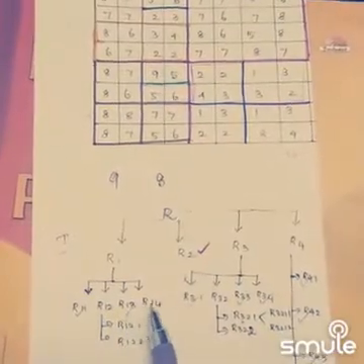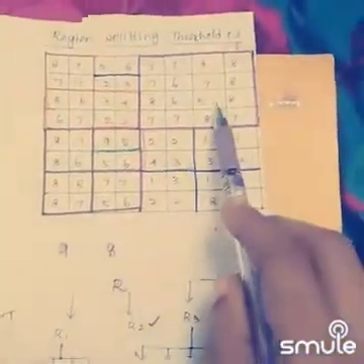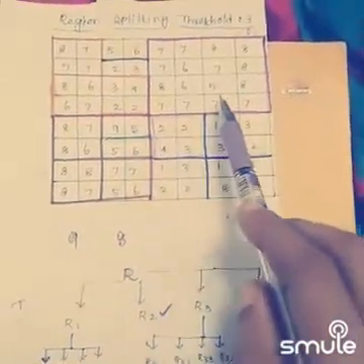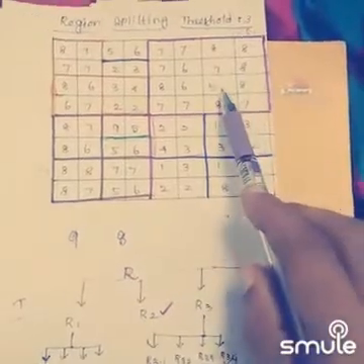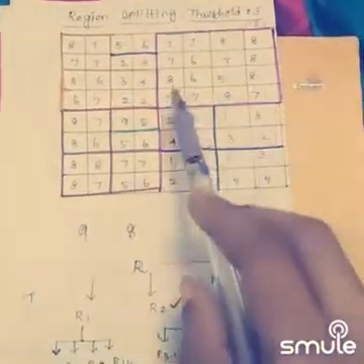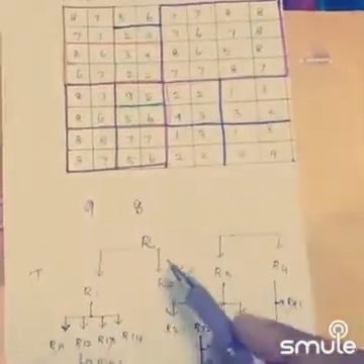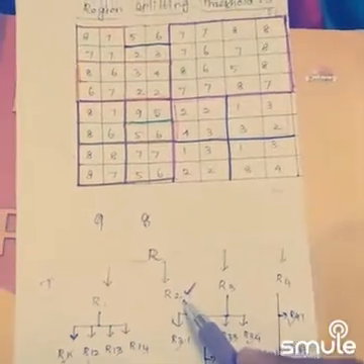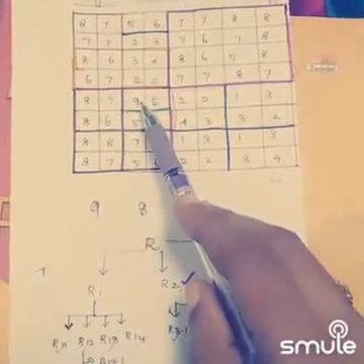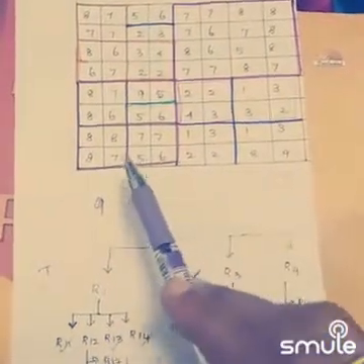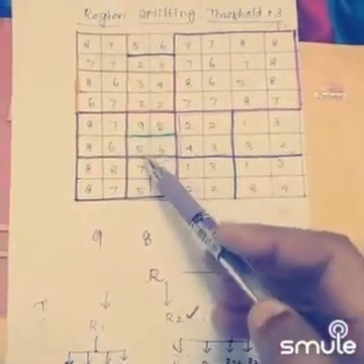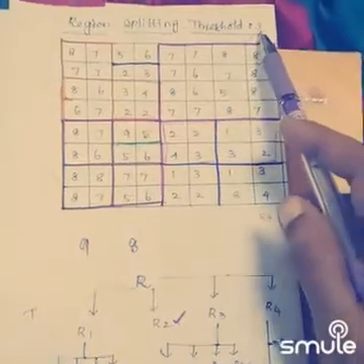Coming to R2, what is the maximum value? 8. And the minimum value is 5. The difference, 8 minus 5, is 3, which satisfies the thresholding condition. So we take R2 as such, the first region to be satisfied. R2 is completed. Coming to R3, again we follow the same procedure. 9 is the maximum value and 5 is the minimum value. So 9 minus 5 is 4, which does not satisfy the thresholding condition.